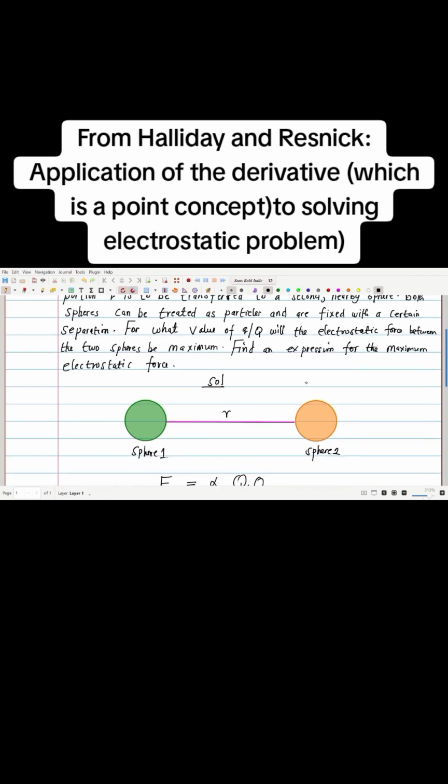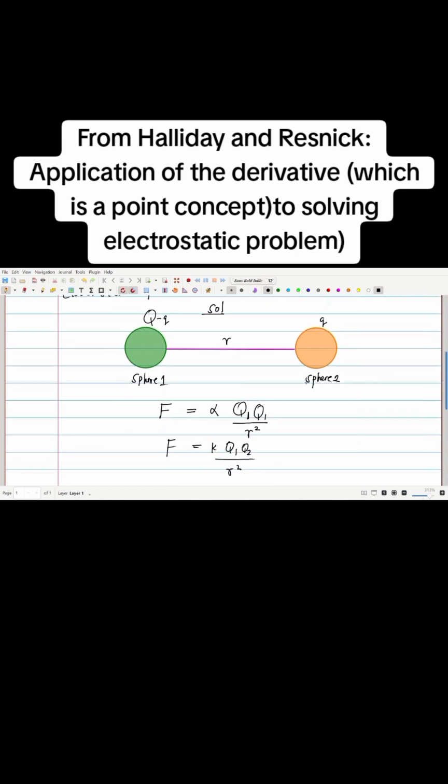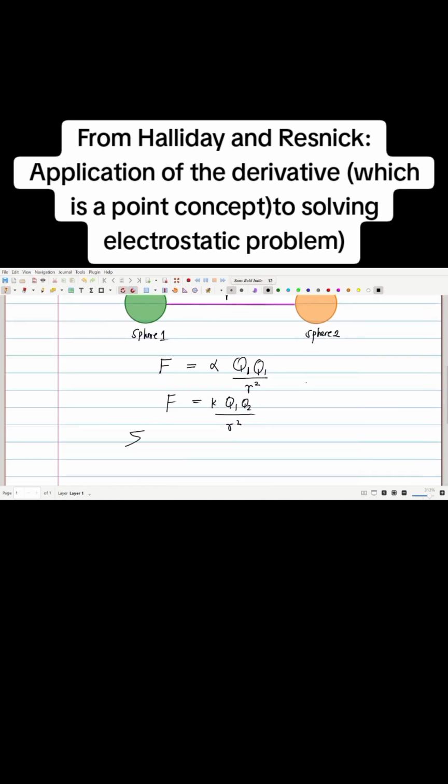So if the portion lowercase q is taken from the total charge uppercase Q, what will be left? We'll be left with uppercase Q minus q. That will be the net charge on this particular sphere, while on this one the net charge will be q. So we can write that the net charge on the first sphere is now Q minus lowercase q, while for this one the net charge is q.